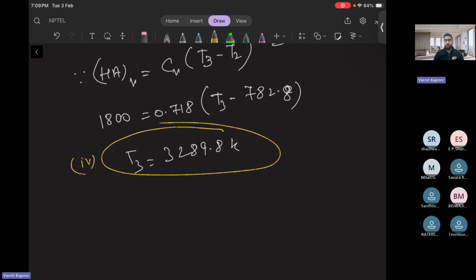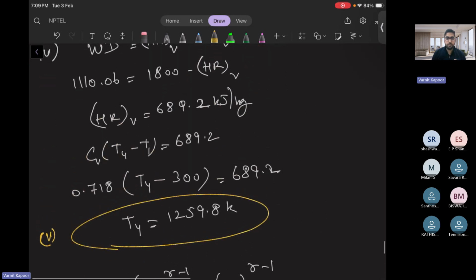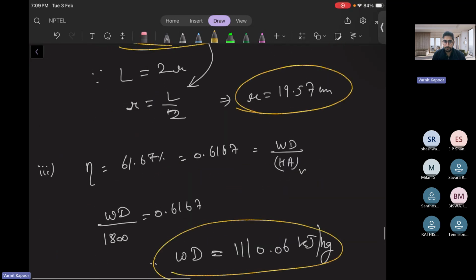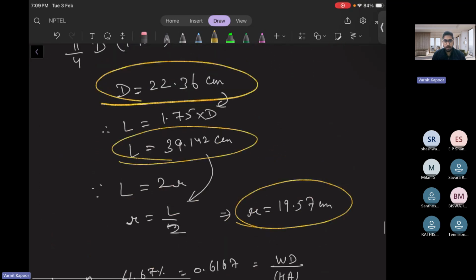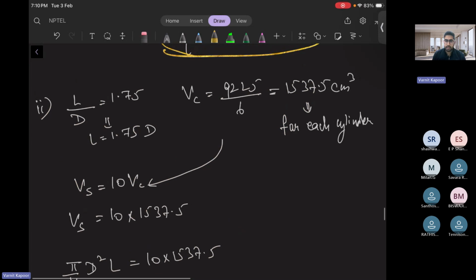Is it clear? Was it a good question? Every concept is covered in this, whatever I have taught so far. Each and every concept. I hope there is no doubt. If you have any doubts, please ask. Otherwise, we will move ahead to the diesel cycle. No doubts? Shall we move forward?